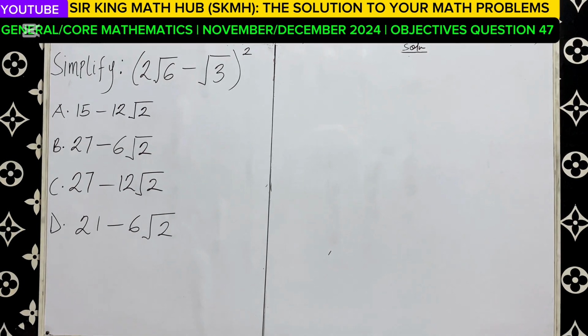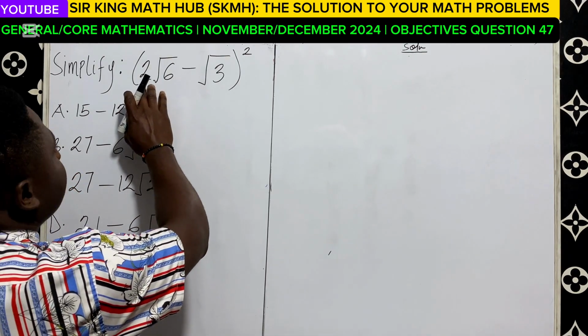Let's solve this past question on core mathematics, November-December 2024. This is objective question number 47. So we have to simplify the said 2 root 6 minus root 3 all squared.